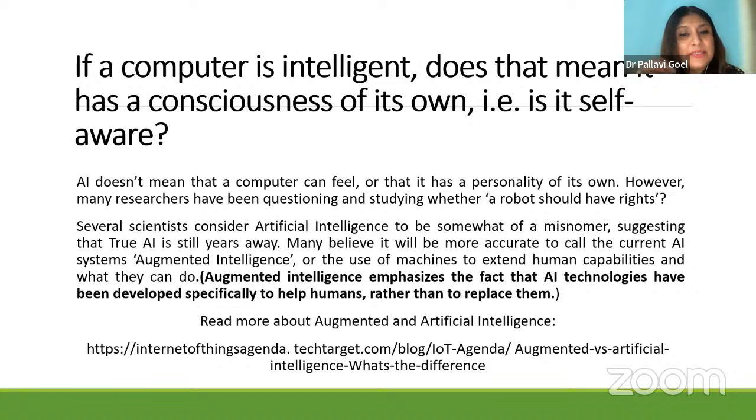Several scientists consider artificial intelligence to be somewhat of a misnomer, suggesting that true AI is still years away. Many believe it would be more accurate to call the current AI systems augmented intelligence, or the use of machines to extend human capabilities and what they can do. Augmented intelligence emphasizes the fact that AI technologies have been developed specifically to help humans rather than to replace them.